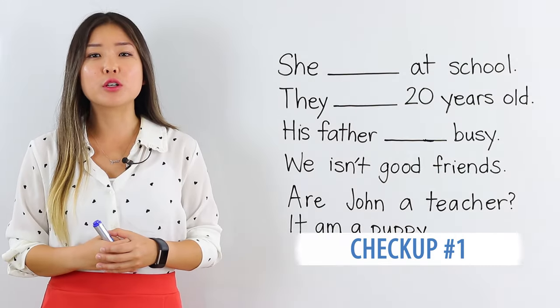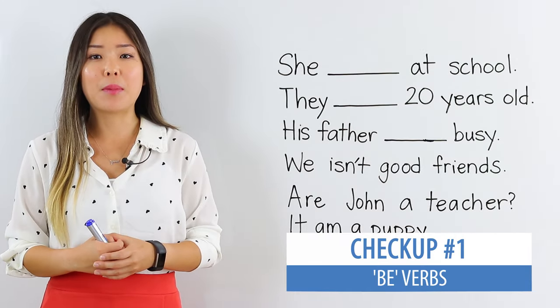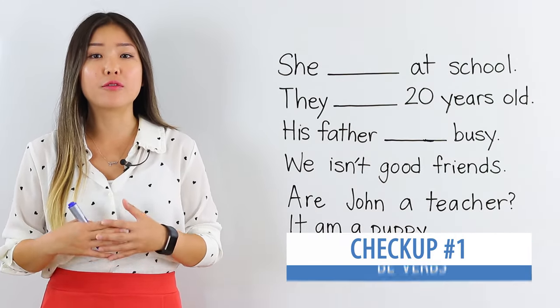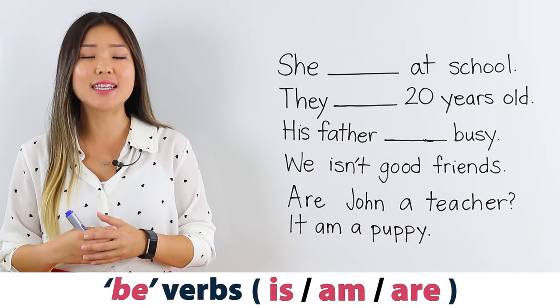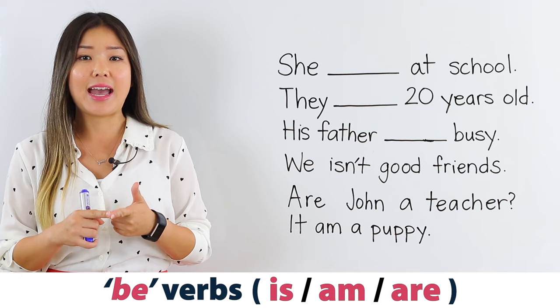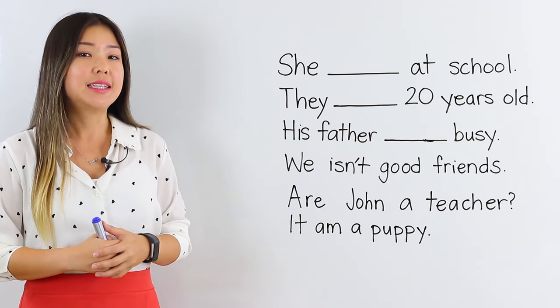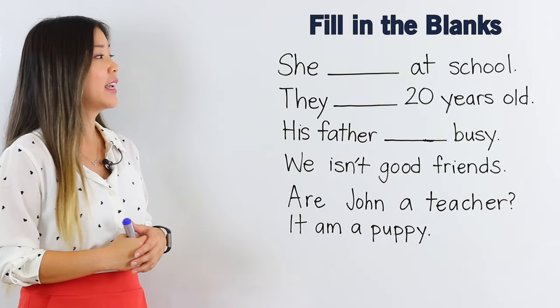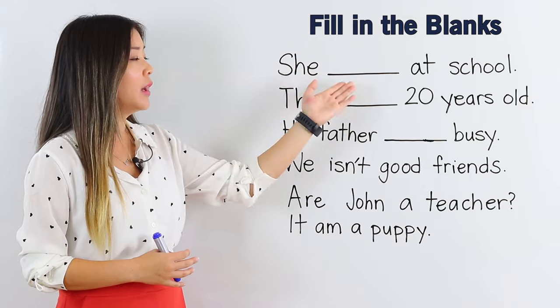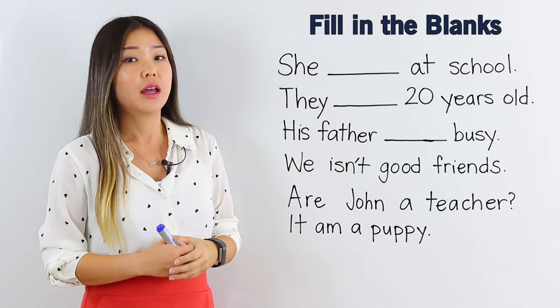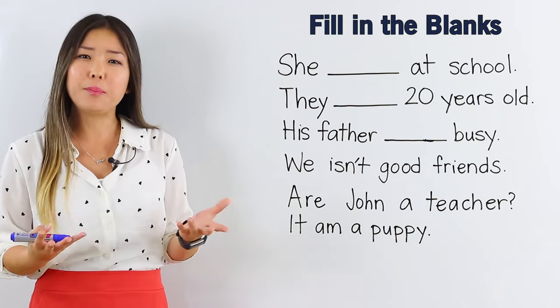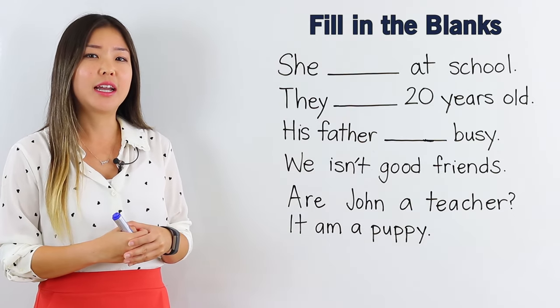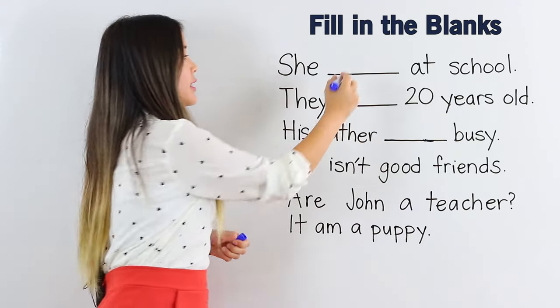Let's start with the first checkup. In this checkup, I want you to focus on the be verbs. Remember, be verbs in the present simple tense can be is, am, or are. Take a look at the first sentence. It says, she blank at school. The subject of this sentence is she. What be verb do we use for she? The correct answer is.